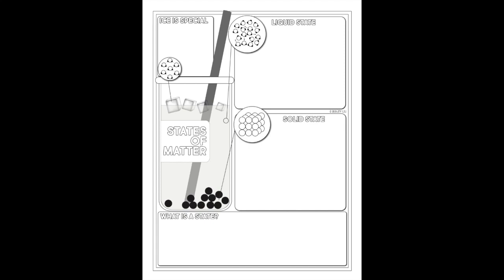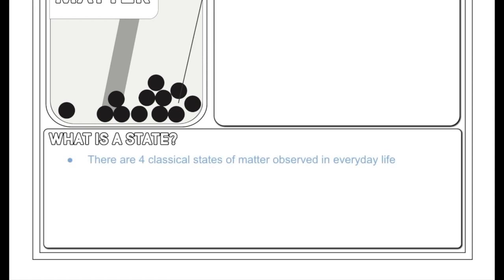These notes are going to cover the states of matter along with the energy required to transition between the different states. So, what is a state? There are four classical states of matter observed in everyday life. Those are solids, liquids, gases, and plasma. Those are the primary ones we're going to focus on.